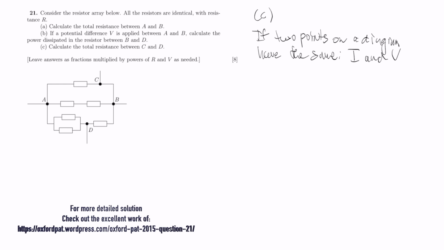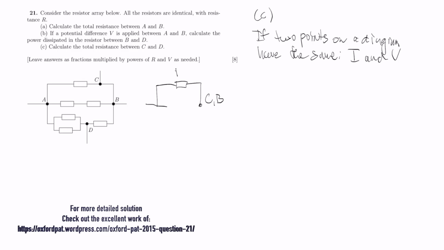So we can see that A and D are different, B and D are different. However, C and B are essentially the same, aren't they? Assuming that this is the junction, straight after B, the current will split into two, but at B, the current will be exactly the same. So we can redraw this diagram like this. So this here is CB.